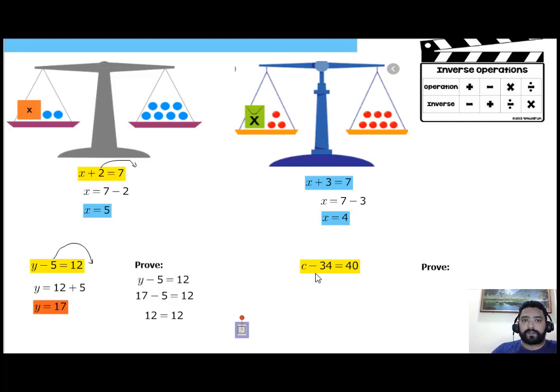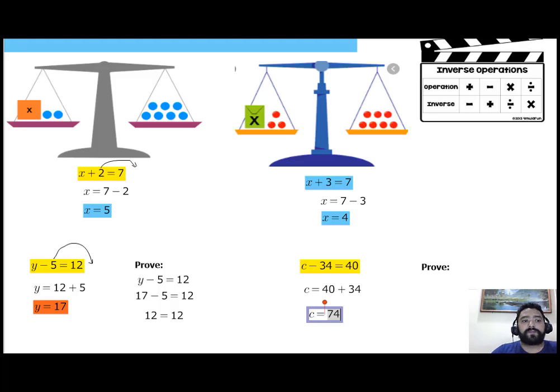Then c minus 34 is equal to 40. The first step is to isolate. Remember, this word is so important in this topic. Isolate, to leave the variable alone. It's going to be 40. This is negative 34; we convert it into positive on the other side, plus 34. Then we are going to have c equal to 74.